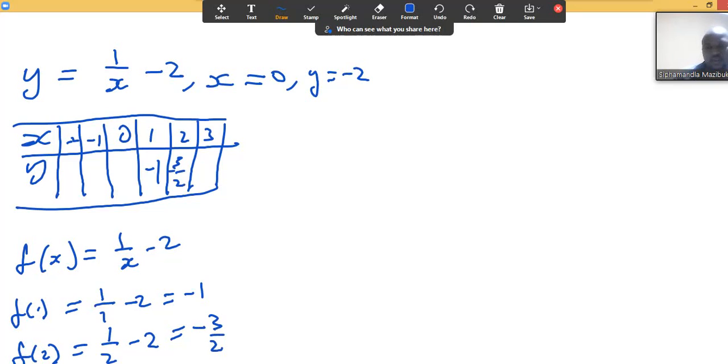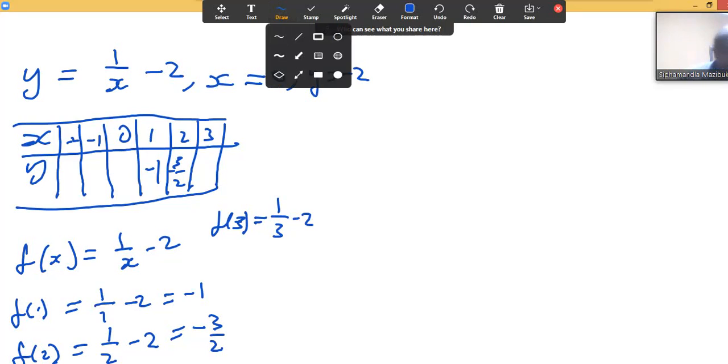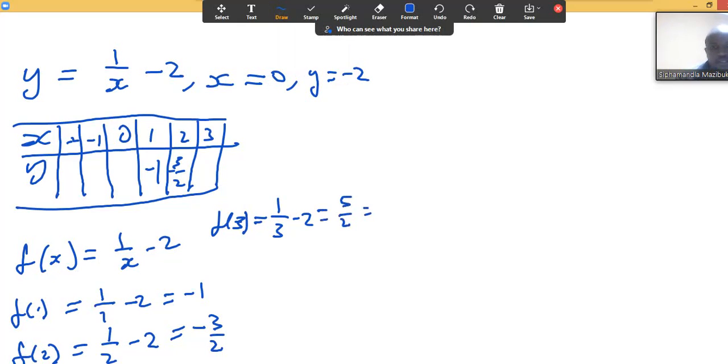Then we can look at the last one, where we're looking at f at 3. F at 3 is nothing but 1 over 3 minus 2. Let's see what that will be. That will be 5 over 2. You see, this is the same as 2.5, so this is negative 5/2.